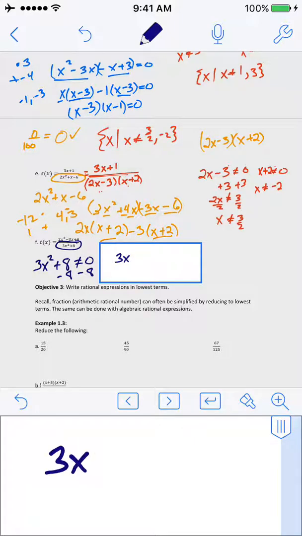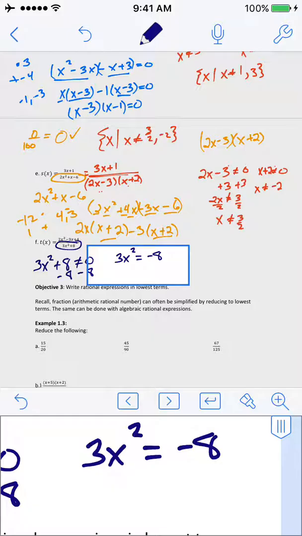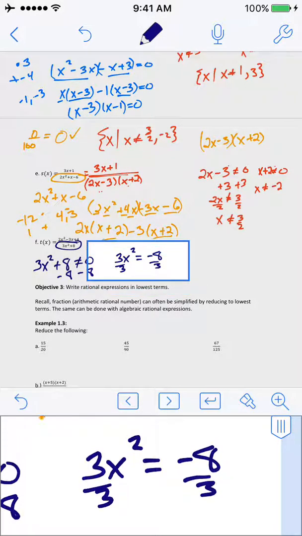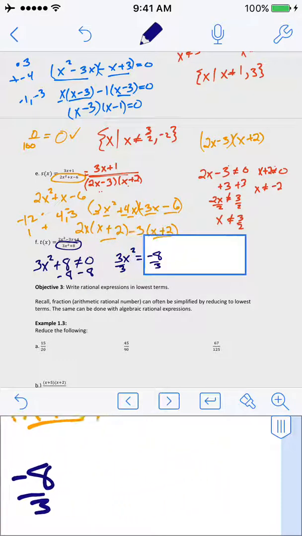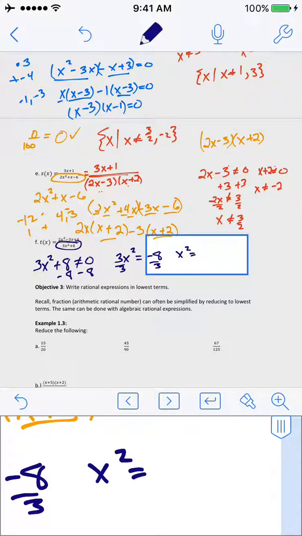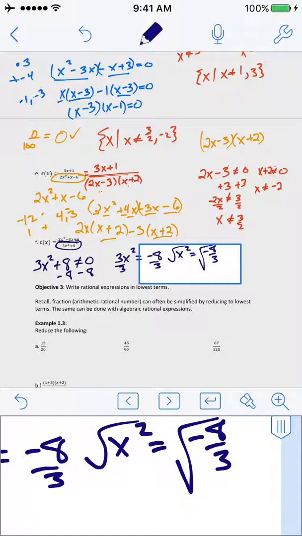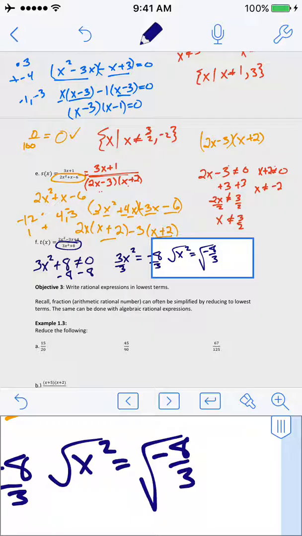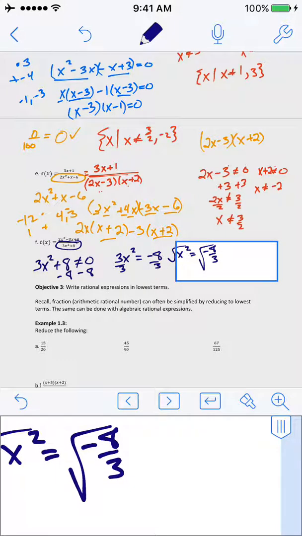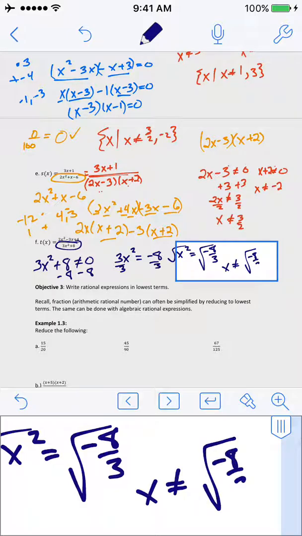You get 3x squared is equal to negative 8. Divide by 3. Divide by 3. And you get x squared is equal to negative 8/3. Now from here, I can take the square root of both sides. That's a property we will talk about a lot in chapter 8, but we'll use it here for just a moment. So x cannot equal the square root of negative 8/3.